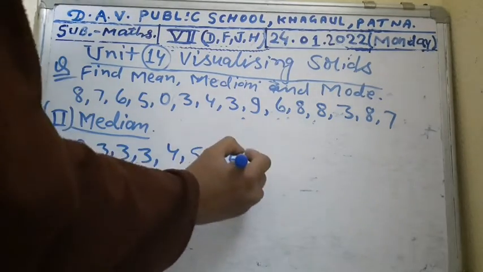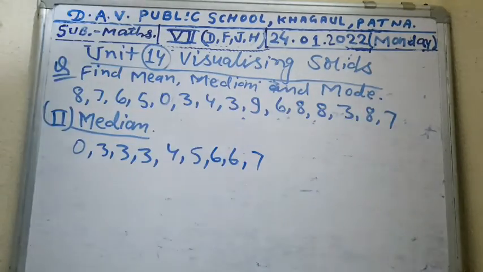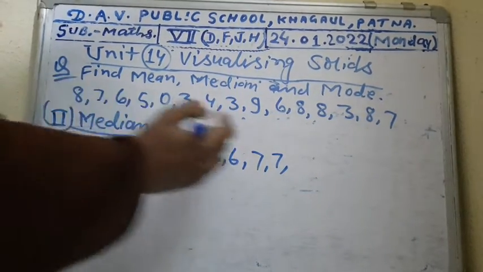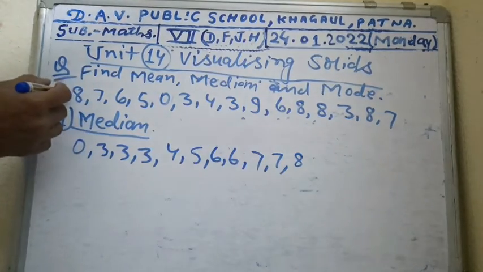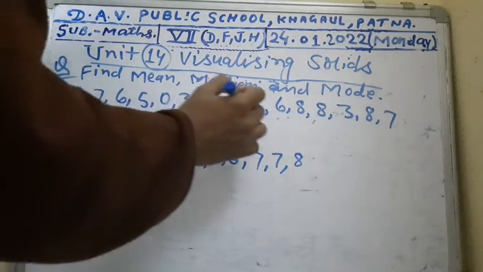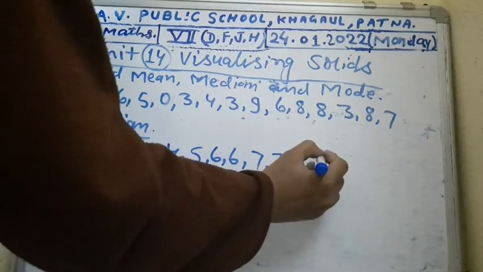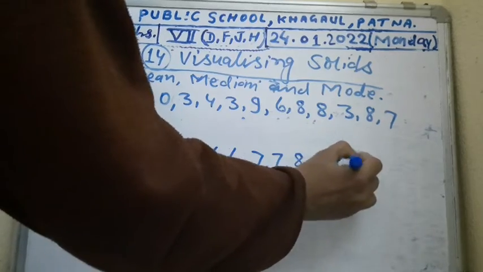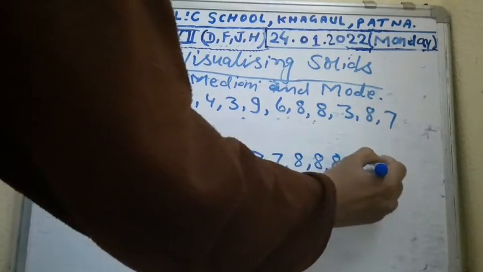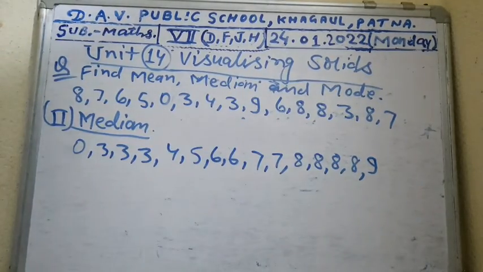Now 7 is also given 2 times, first time here and second time here. So we write 7, 7 twice. Next 8. Write 8 here, the other 8 here. So we write 8 one time, 2 times, 3 times and 4 times: 8, 8, 8, 8. Next number is 9. Is 9 only one time or 2 times? Only one time. So we write 9.